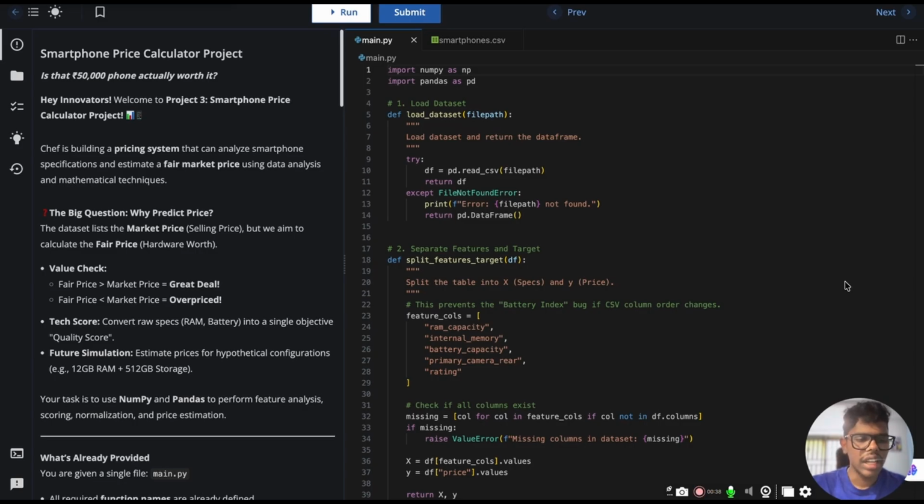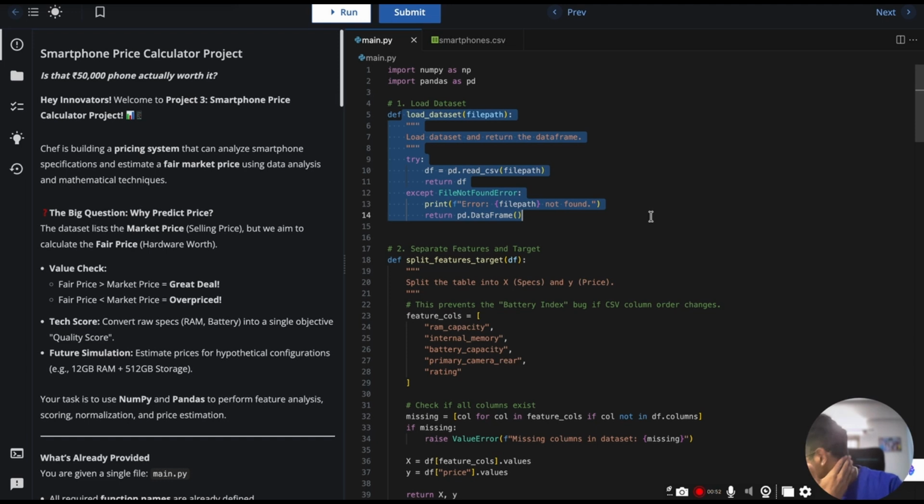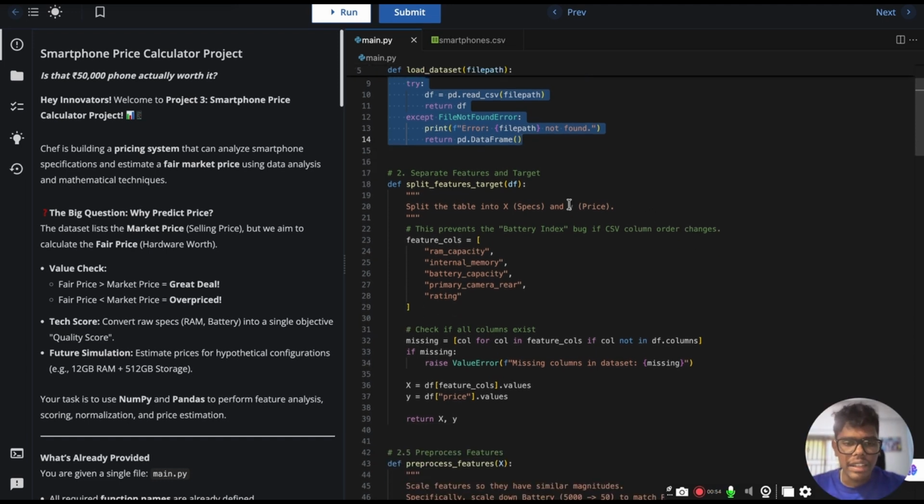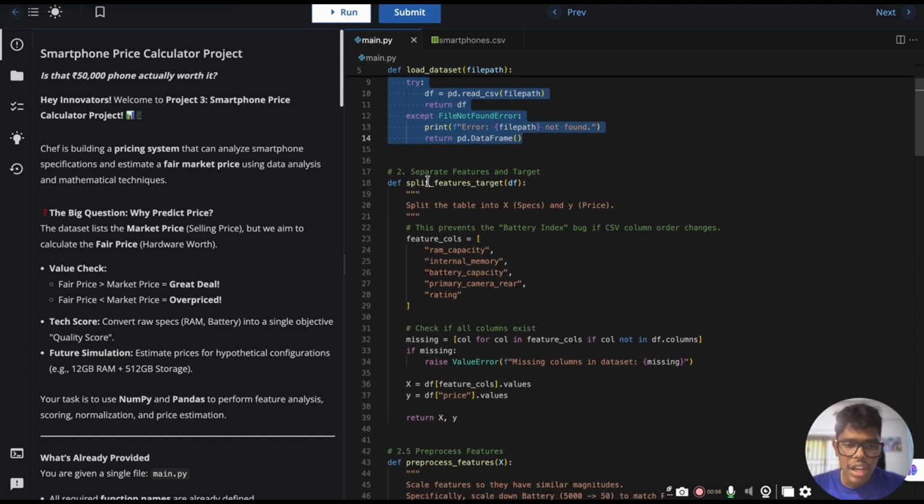So we have to convert the raw specifications, that is RAM, battery, and all, into a single objective called the quality score, and then estimate the price based on the storage and the RAM. All right, so let's get started. First, as usual, we're loading the dataset with pd.read_csv, and then we split features and target. You have to split the table into X, the specifications, and Y, the price. The columns we are selecting are RAM capacity, internal memory, battery capacity, primary camera rear, and rating. These 5 are the factors that we are considering for the price.